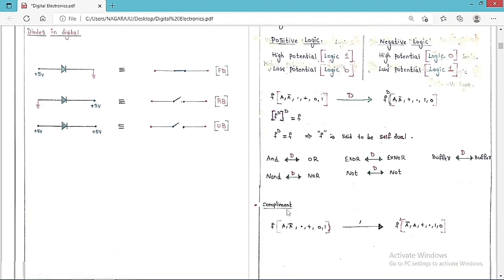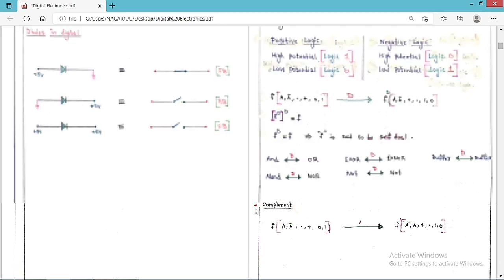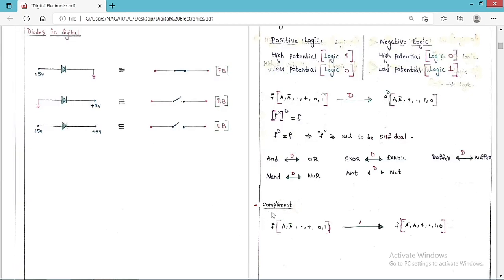Suppose you apply the complement, then what is going to happen? You can see clearly, if you apply the complement, what do we have to do? Complement means for a given function, change A to A bar and A bar to A, dot to plus and plus to dot, 0 to 1 and 1 to 0. This is the concept that we always have to understand.